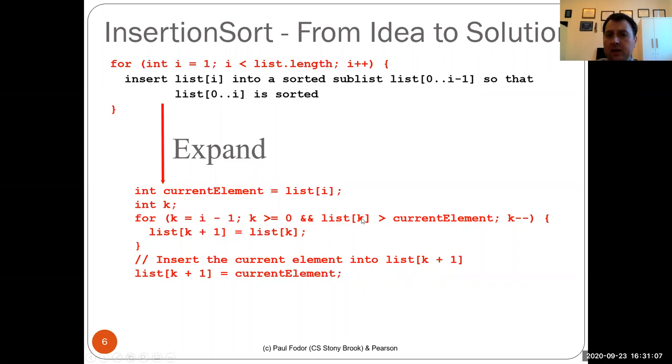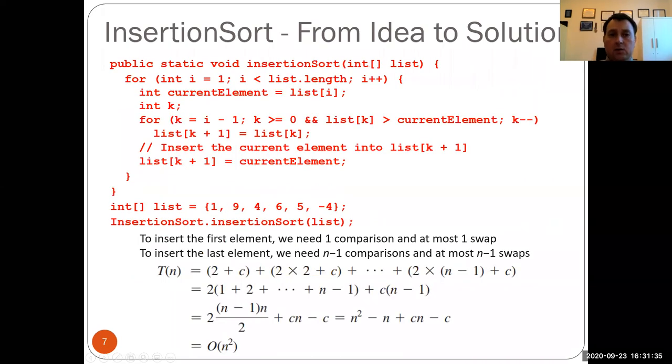And for every element, if list of k is still greater than the current element, then list of k plus 1 is assigned list of k. So basically, we do a right-hand shift, moving elements to the right. And the moment this condition is not true anymore, it means that the current position, list of k plus 1, can be assigned the current element. If we put it all into one solution, we basically have this method which implements insertion sort.